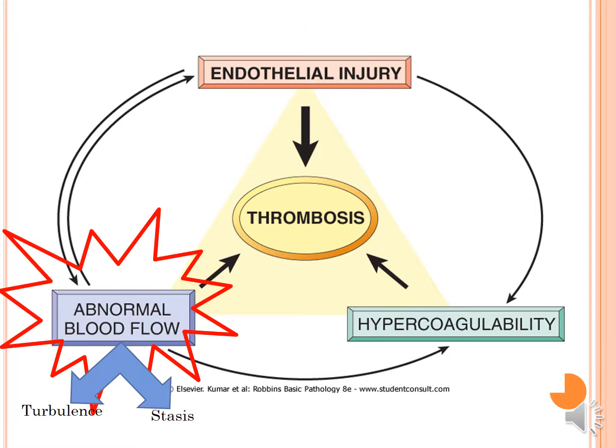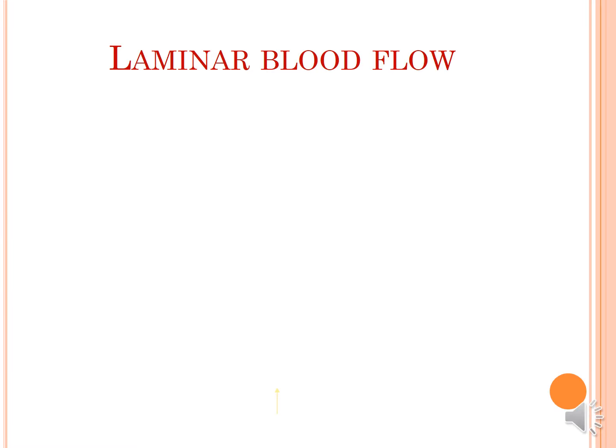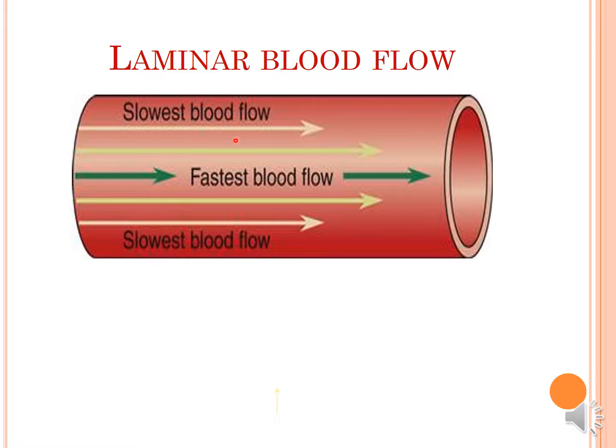The second factor in Virchow's triad is abnormal blood flow. And what we mean by abnormal blood flow is that the blood flow has either stasis or turbulence. In order to understand what we mean by abnormal blood flow, we need to understand first what normal blood flow is. Normal blood flow is said to be laminar. We mean by that it's laminated, or it contains layers of constituents.